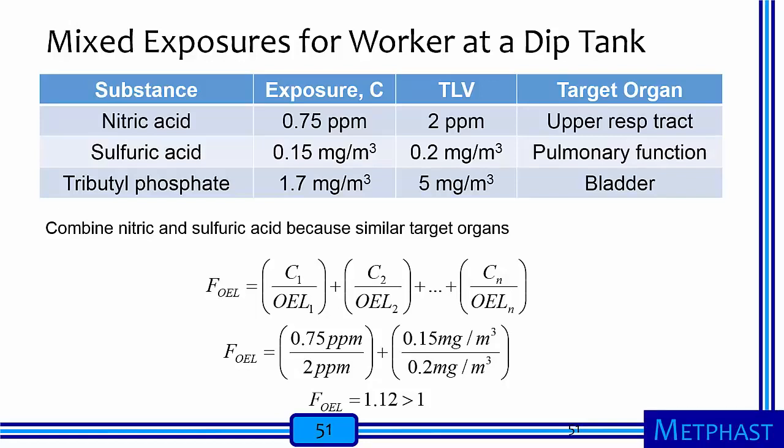We calculate the fraction of the OEL, F subscript OEL, to be 1.12, which is greater than 1. So we have a problem even though both exposures were less than the threshold limit value. Because tributyl-phosphate acts on a separate organ, the bladder, we consider that substance apart from the acids. So the exposure for tributyl-phosphate is lower than the threshold limit, so we don't need to deal with tributyl-phosphate, but we do need to deal with reducing exposures to the nitric and sulfuric acid.